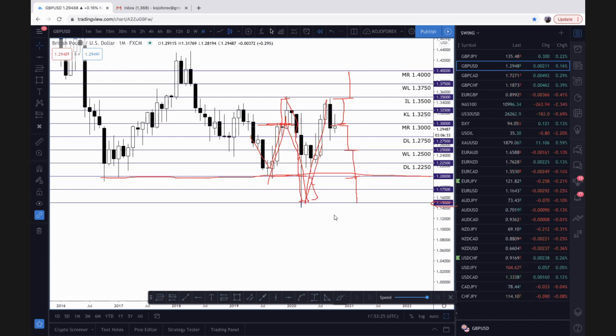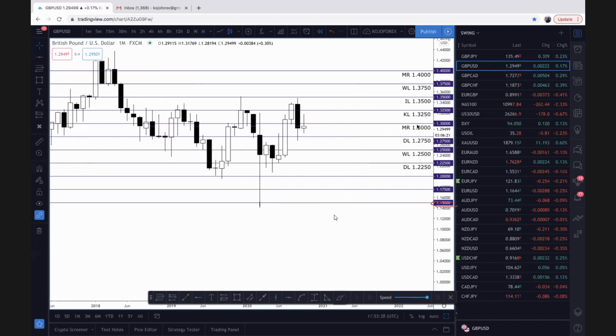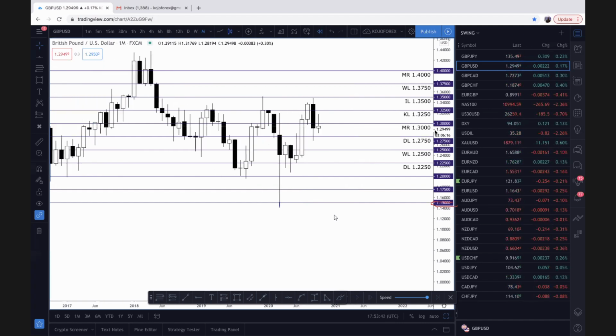So you can see how the market finds a way of playing around these psychological levels, as I would want to call them. You can see how it's just kept playing around them. So it's the same for all of them. But when we come to certain instruments like gold, then it's different.